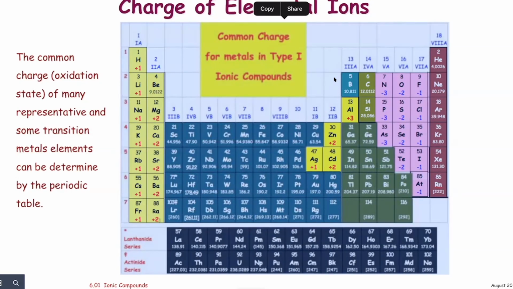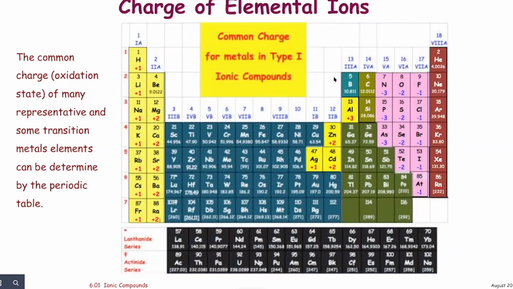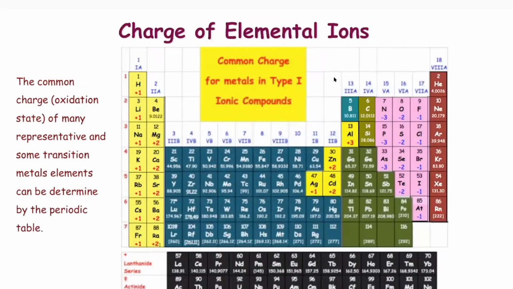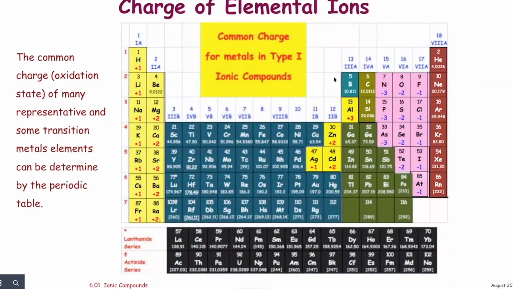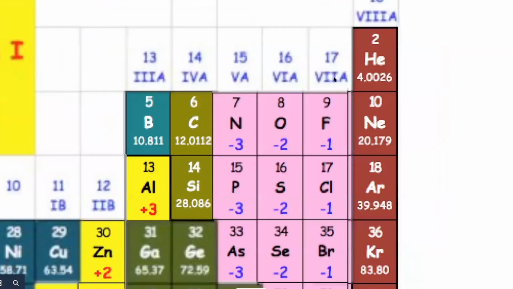And where are the metals in the periodic table? The metals in the periodic table are to the left of this line right here. If you look at boron, silicon, arsenic, that's the border between the metals and the non-metals, and metals generally give up electrons. Elements like nitrogen, oxygen, the ones in pink here, they tend to hold on to their electrons.